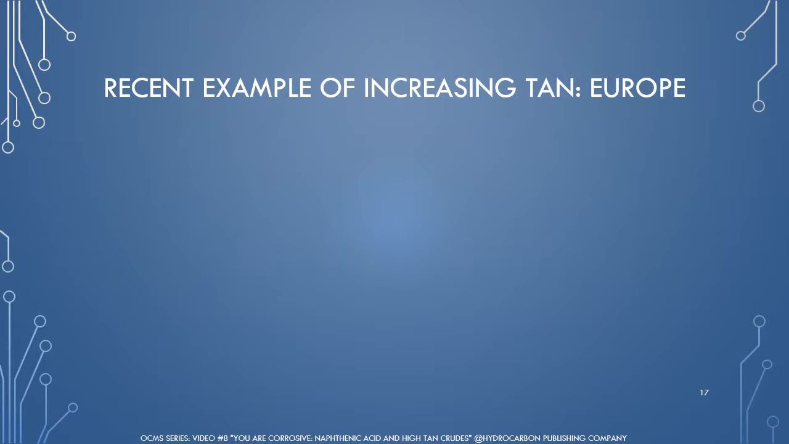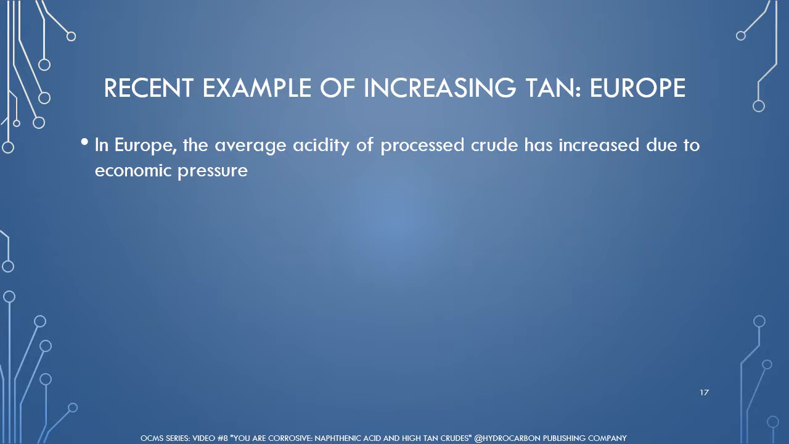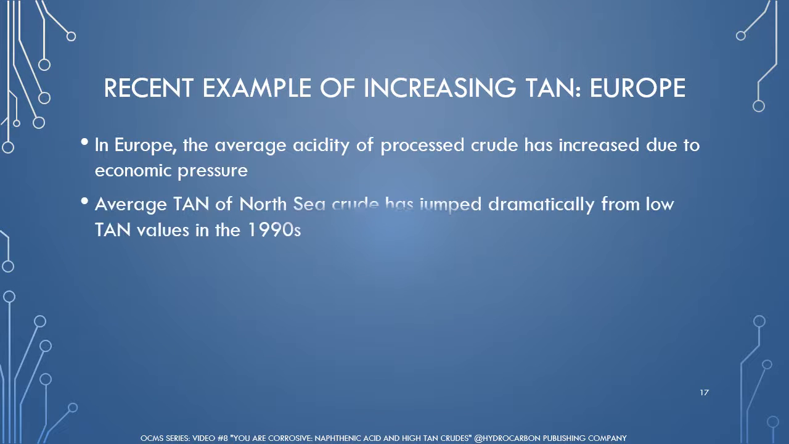According to an S&P Global article in May of 2017 called Western European Refineries and Acidity in Crude Oil, in Europe, pressure to use cheaper crudes has led to an increase in the average acidity of crude being processed. The average TAN value of crudes from the North Sea has increased dramatically from the 1990s, with a peak average TAN value of 0.35 in 2005.